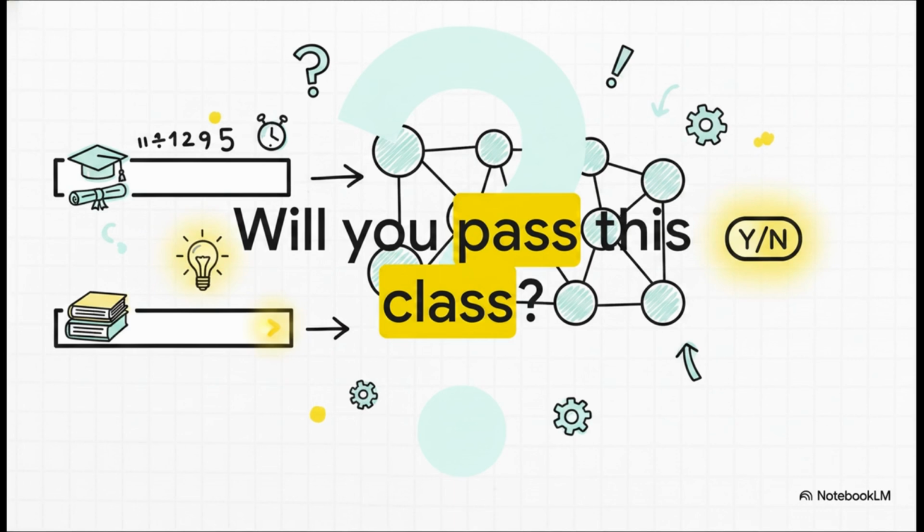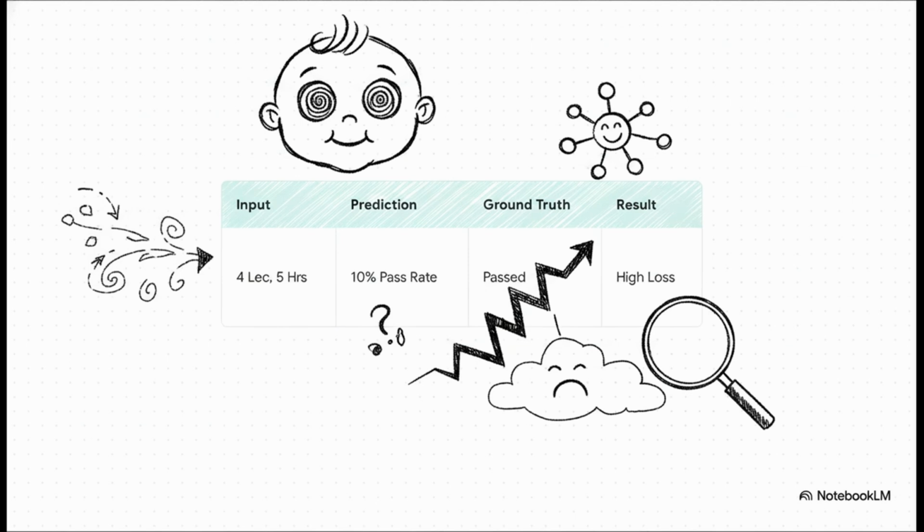Imagine we build a neural network to answer a simple yes or no question. Will you pass this class? And let's say our inputs are simply the number of lectures you attended and the hours you spent studying. Let's say you attended 4 lectures and studied for 5 hours. We feed those numbers into our network, so you pass your numbers in, and the network predicts you only have a 10% chance of passing.